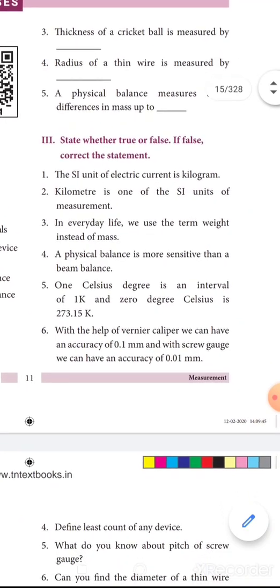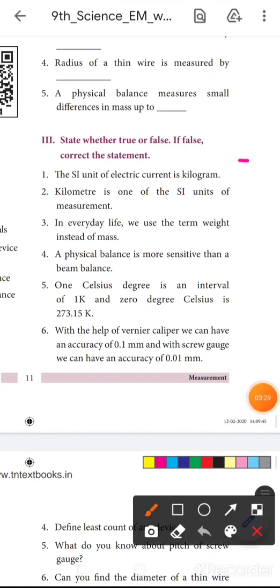Then true or false? First one, SI unit of electric current is kilogram. Is this true or false? False, because the SI unit of electric current is ampere. So that is false. The answer is ampere. This is a wrong answer.